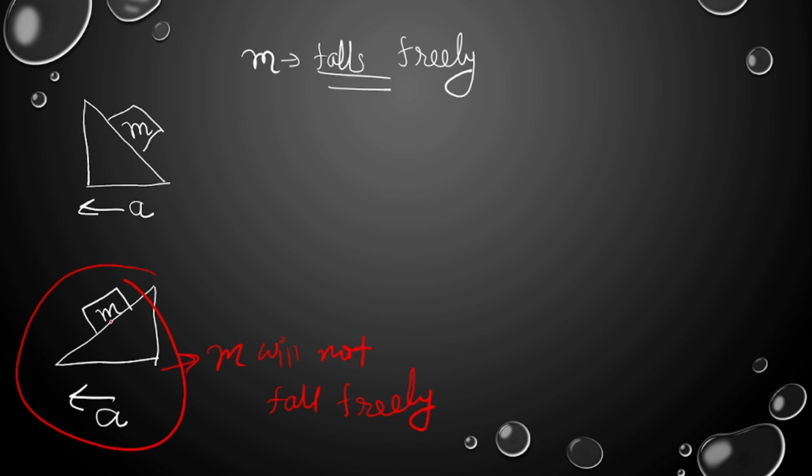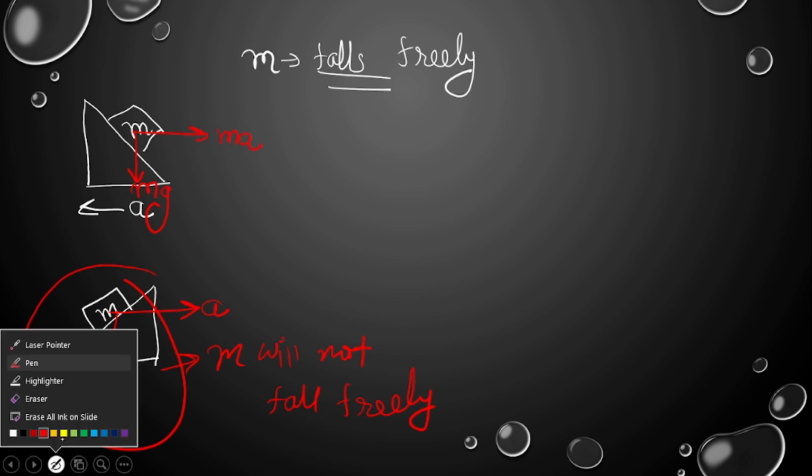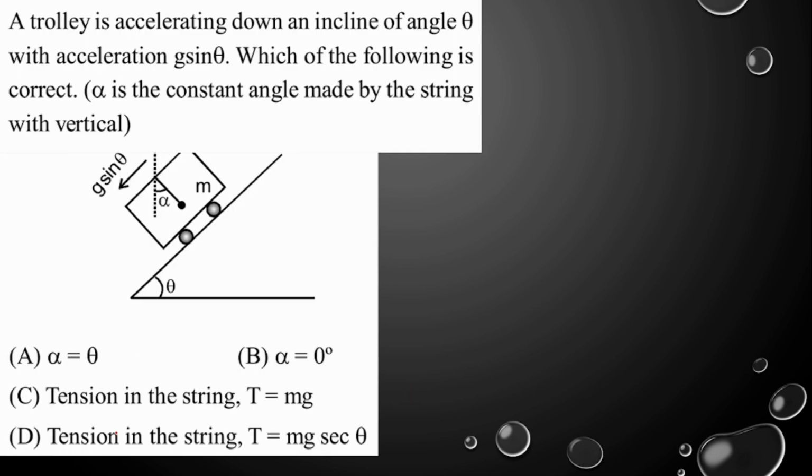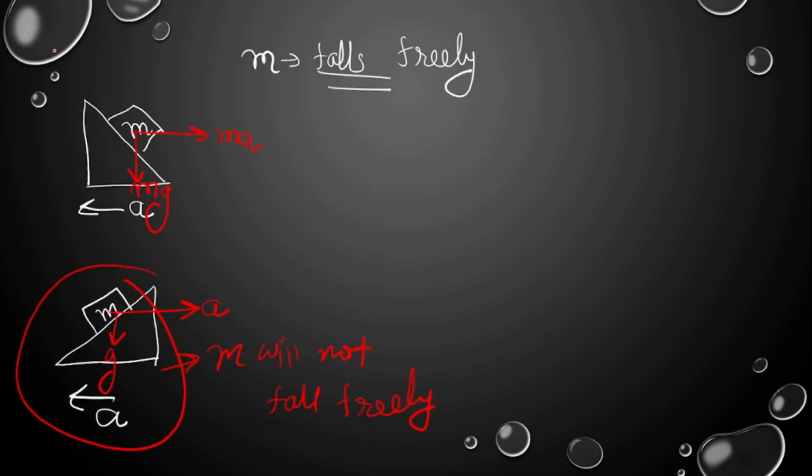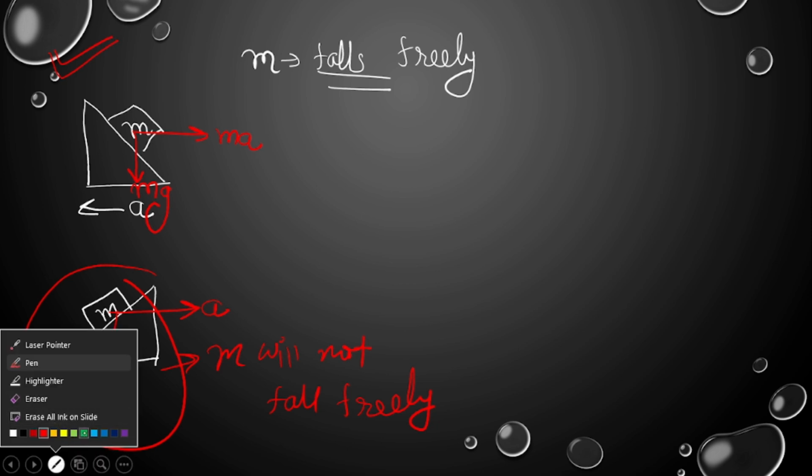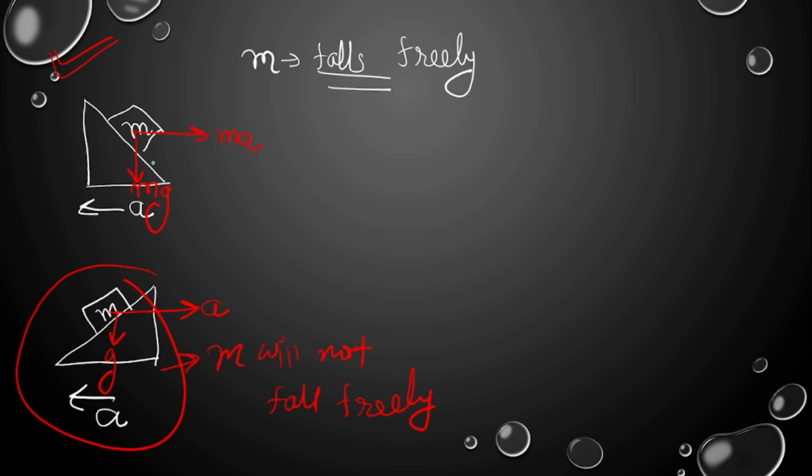Why? Because this small m will experience a pseudo acceleration in this direction, opposite to the direction of motion. In this case, mg is in this direction and ma experienced will be in this direction. Am I clear? So this will be the appropriate figure for us. Many students may be confused about which figure we should consider. So this is the figure which you should consider.